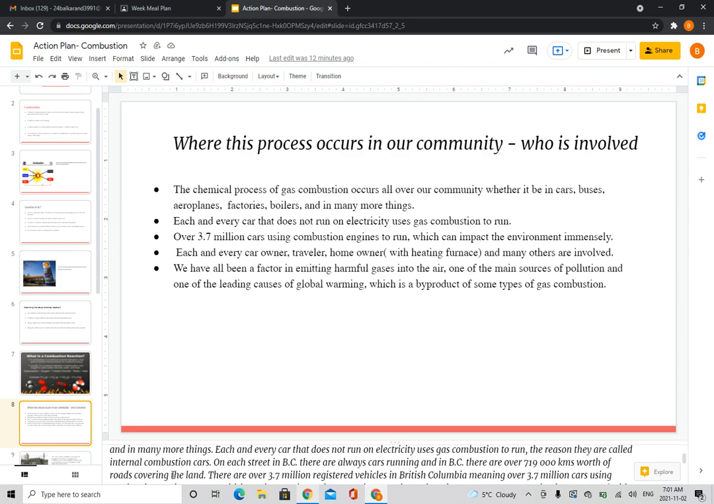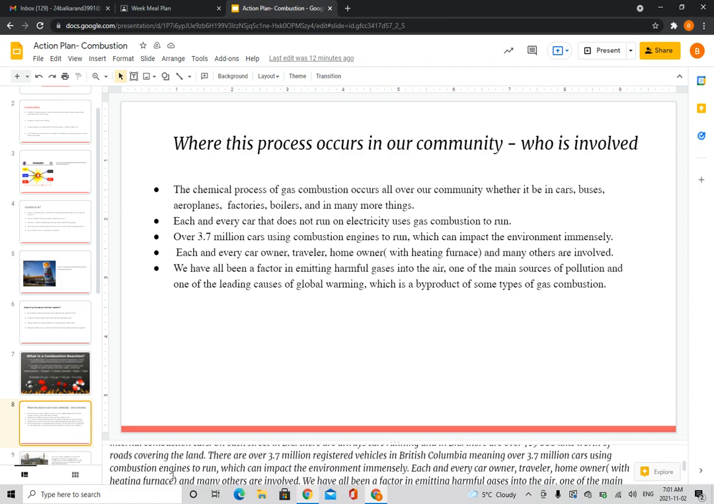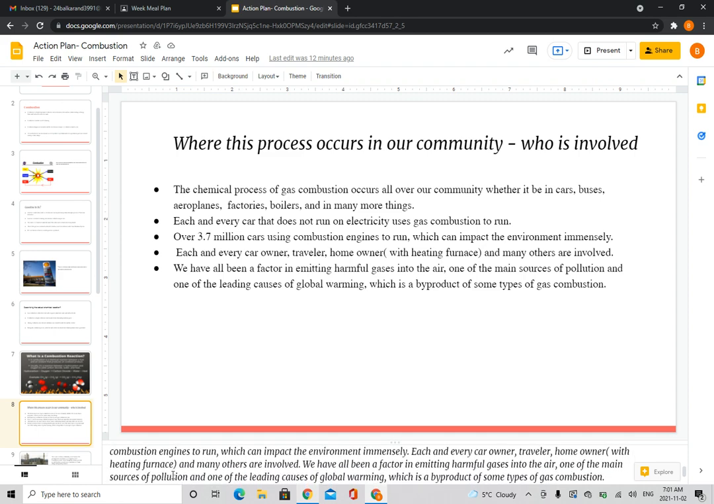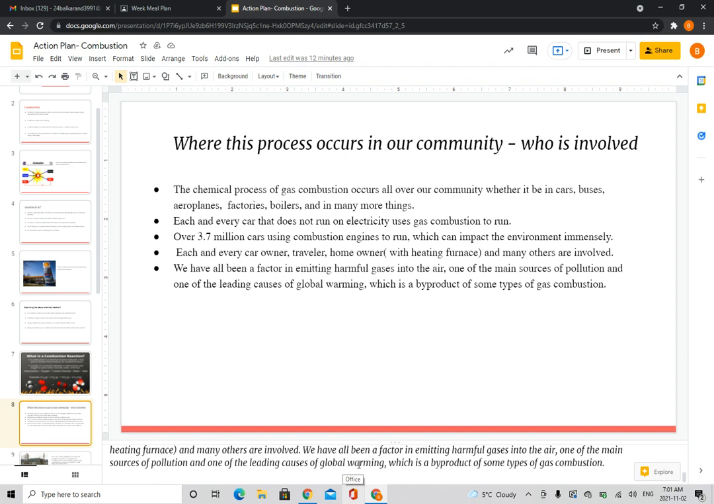There are over 719,000 kilometers worth of roads covering the land. There are over 3.7 million registered vehicles in BC, meaning over 3.7 million cars using combustion engines to run, which can impact the environment intensely. Each and every car owner, traveler, homeowner with heating furnaces, and many others are involved. We have all been a factor in emitting harmful gases into the air, one of the main sources of pollution and one of the leading causes of global warming, which is a byproduct of some types of gas combustion.